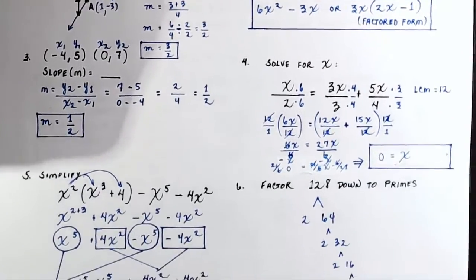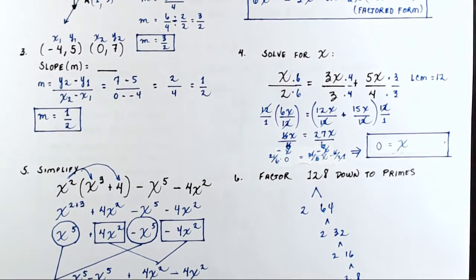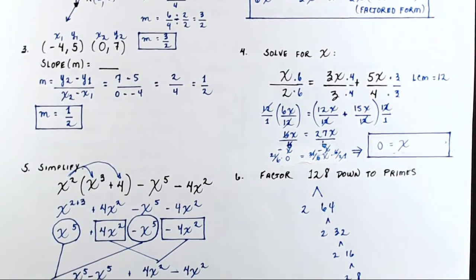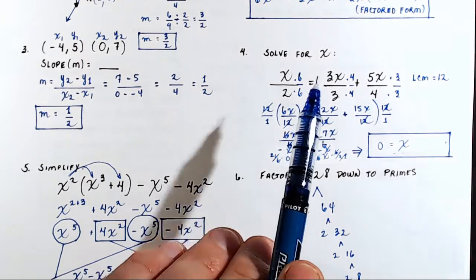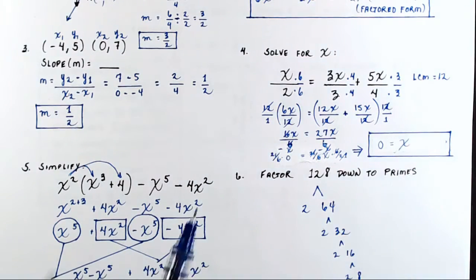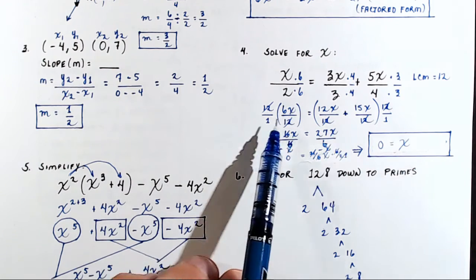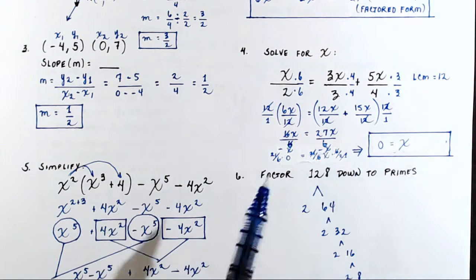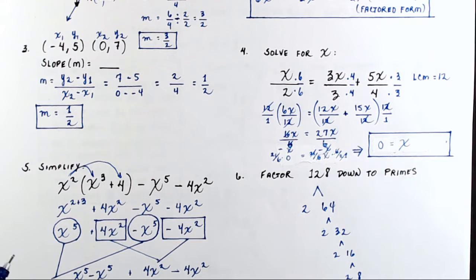Okay, and number 3, we were asked to find the slope. I just labeled the points and plugged it into the formula, got 1/2. For number 4, we were asked to solve for x. This was that situation where I had to find the least common multiple and then multiply each term by whatever I needed to multiply the denominator by to get it to turn into 12. So I got everything equal to 12, and then I multiplied out the 12s, and then I solved for x, and you end up getting x equals 0.